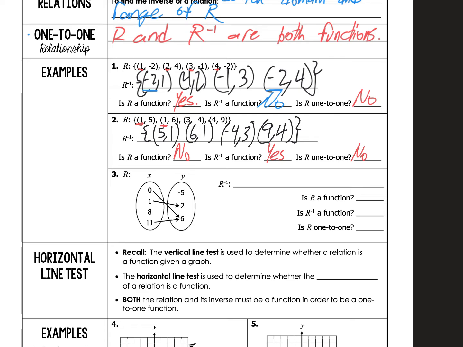Okay, now the third one, guys, has the bubble diagram. You should remember how to read this. Remember, x and y points are connected together with an arrow. So for example, the very first point seems to be (0, 6), which means in my inverse I've got (6, 0). Okay, and we got (1, 2) becoming (2, 1), and we got (11, 6) becoming (6, 11).